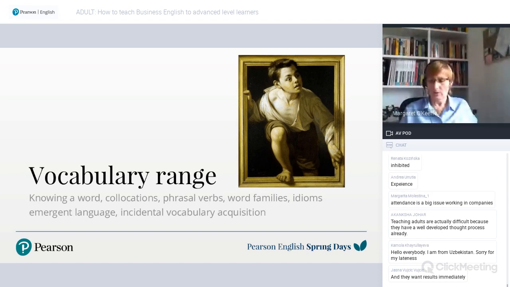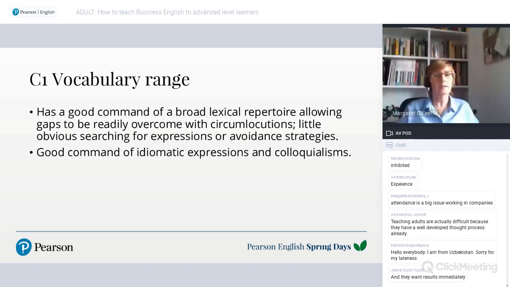So let's look at what the framework says about the vocabulary range, what they should be able to do. Has a good command of a broad lexical repertoire. And that when they don't have this command, that they can express themselves fluently and say what they want to say in another way. I think that's very important. And a good command of idiomatic expressions and colloquialisms. So what we're trying to do then is help our students develop their vocabulary and be more fluent when they're speaking. And so how do we do that?